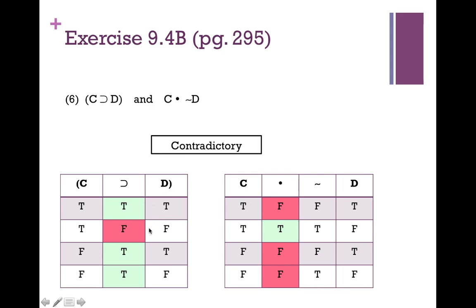This one's true, this one's false, this one's false, this one's true. So these propositions, not only can they not be true at the same time, if one is true, the other is false. For that reason, they're contradictory.